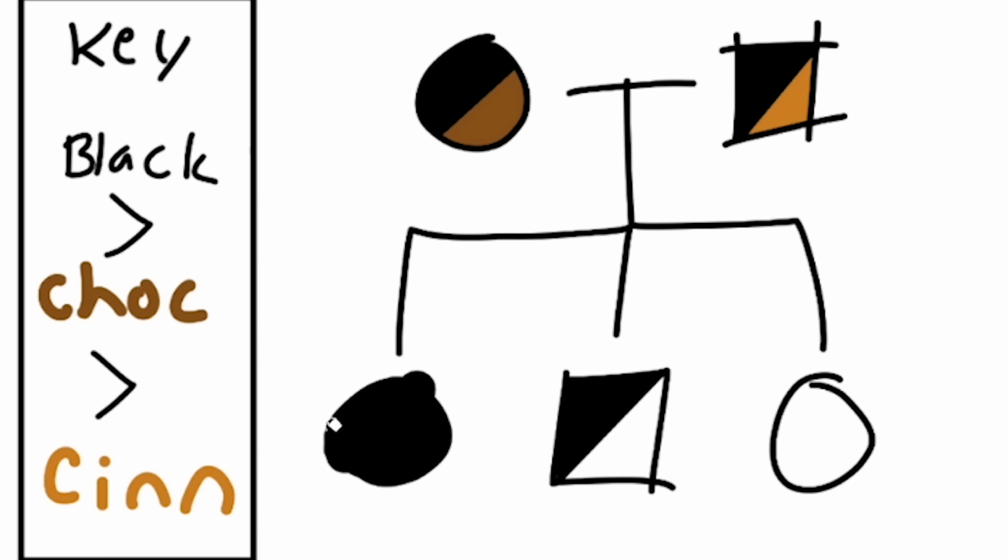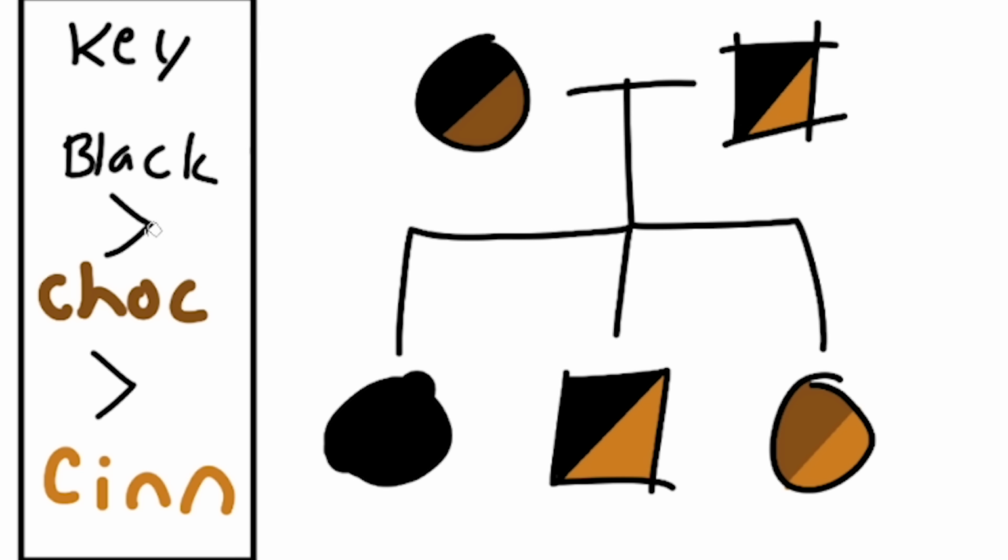This next one, let's bring over the black allele from mom. And then I probably could have done that on her too. And then we'll bring over dad's cinnamon allele. That'll be fun. And then over here, I want to bring over dad's cinnamon allele again. But I'm also going to bring in mom's chocolate allele.